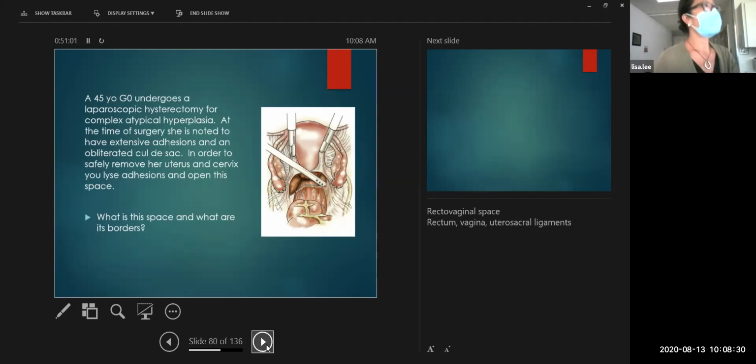What is it between the rectum and the pararectal space? Okay. And usually if you can get in there, then it can be clean, hopefully, theoretically.